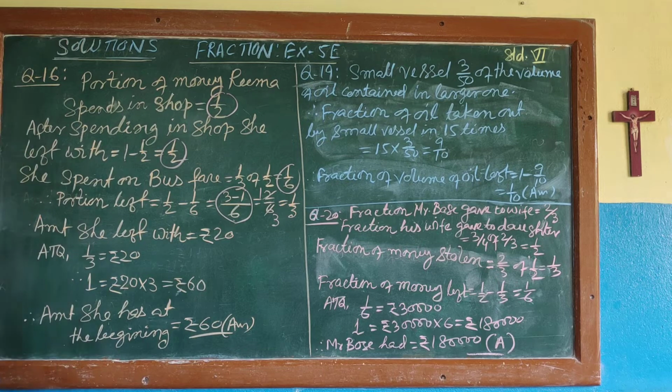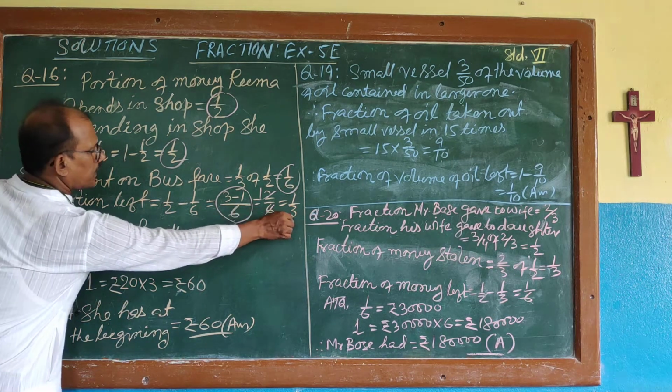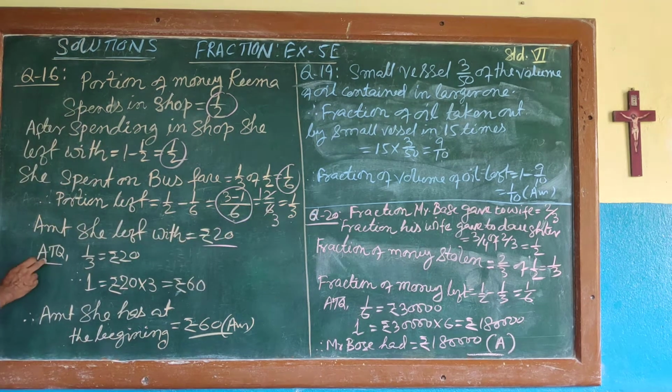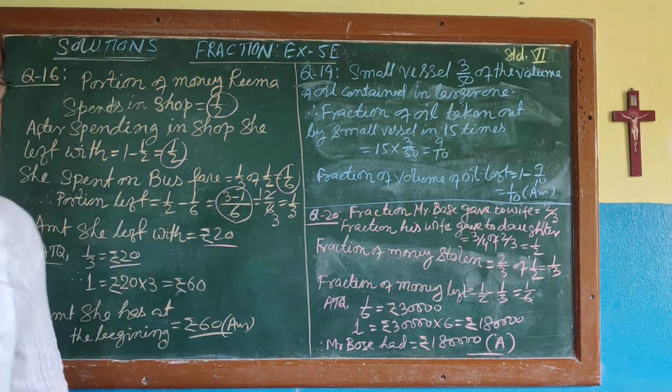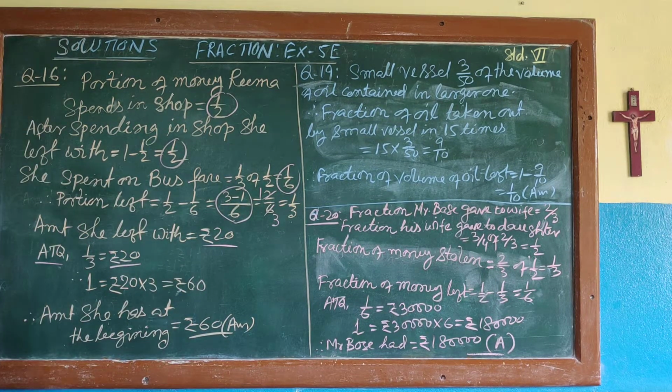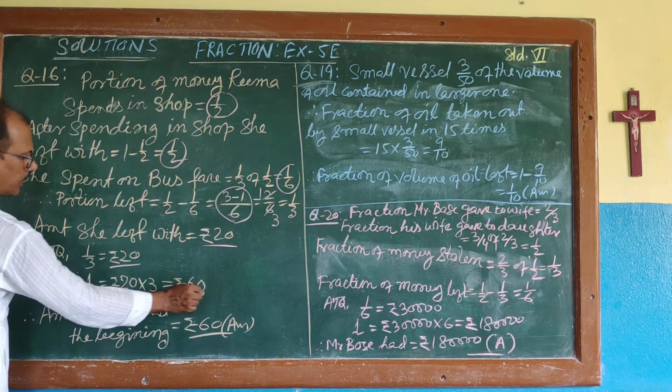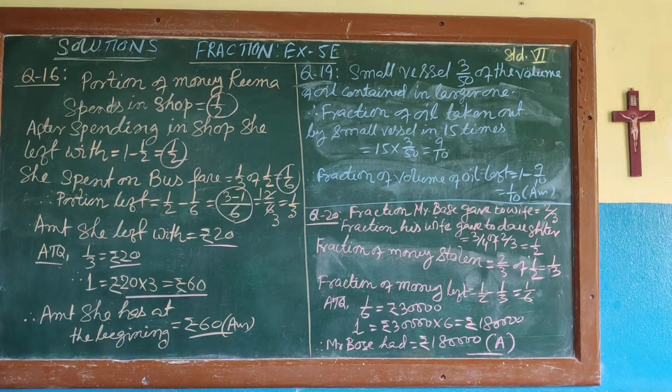So 1/3 portion is finally left over, and the amount left is ₹20, and the fraction left is 1/3. According to the question, 1/3 is equal to 20. 1 is equal to how much? 1 always represents the total. So 1 is equal to 20 into 3, that is 60. So Rima initially had, at the beginning, 60.